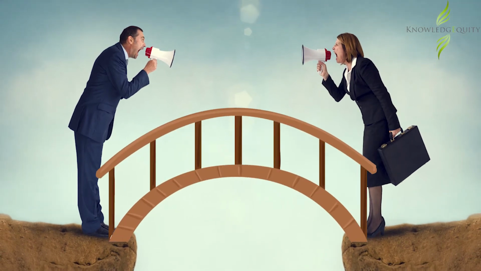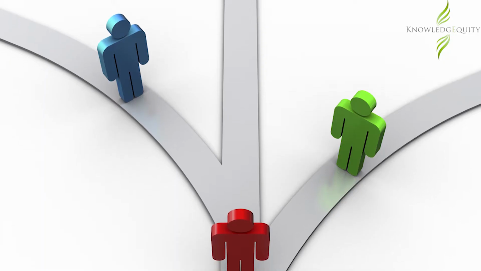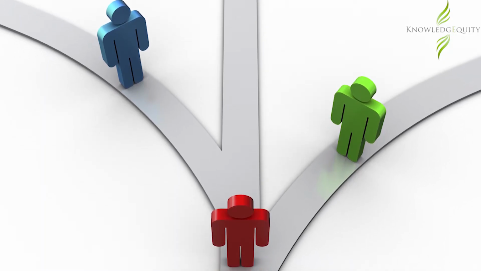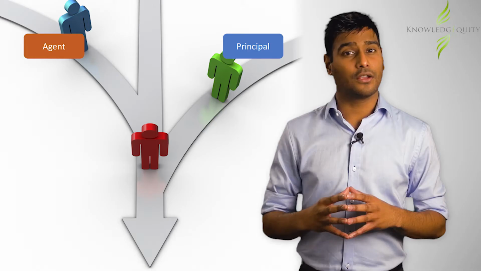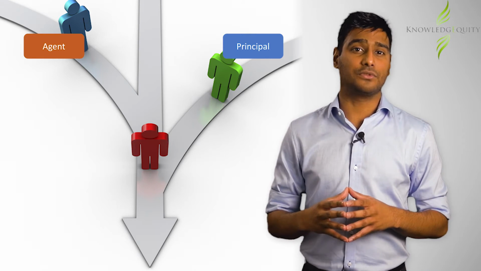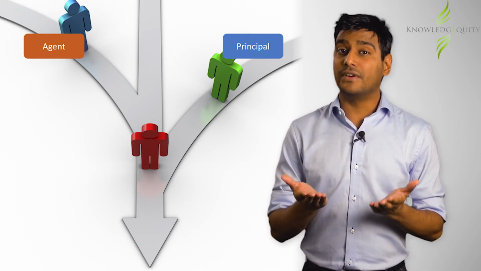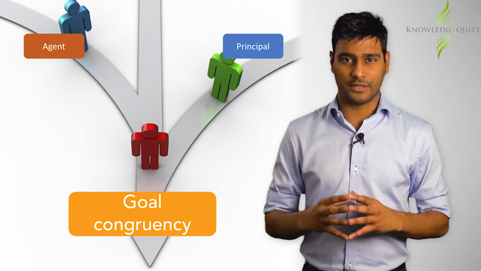Attempting to bridge this gap between the interests of the principal and agent gives rise to costs, and these are referred to as agency costs. Thus, there is a need to redirect those self-serving decisions and actions. Good corporate governance aligns interests of the agents with that of the principals to minimize agency costs. This alignment is referred to as goal congruency.